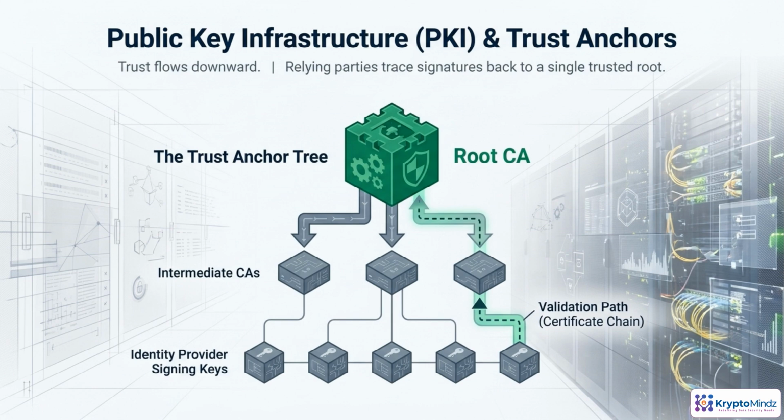PKI becomes the trust backbone for your identity and KYC decisions. At the top, you have a root certificate authority, which everyone agrees to trust. That root issues certificates to intermediate CAs, and those in turn issue certificates to services like your identity provider. When a client verifies a signature, it walks this certificate chain upward. If every link validates and ends at a known root, the signature is accepted. So managing roots and intermediates correctly is critical to your overall trust architecture.